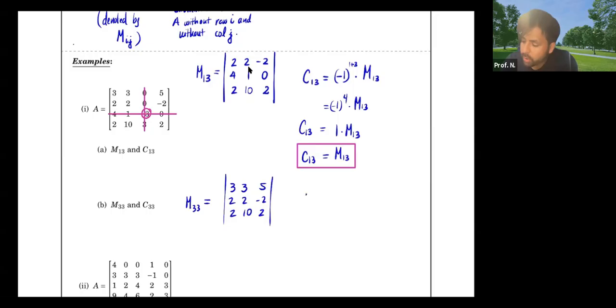And the same thing goes for C33. Now I got 3 plus 3 instead, because that's my i, j, right? 3 is my i, the ith row, and this 3 is my jth column. I'm just plugging it into the formula. So again, it becomes more formulaic. And then negative 1 to the 6th power is positive, right? So this is C33. In this case, it also equals M33, pardon me.